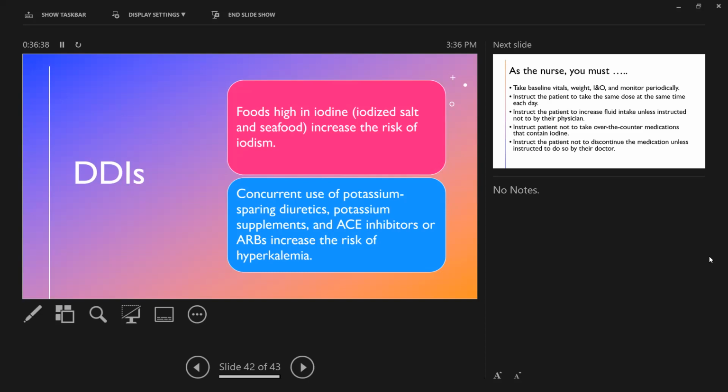So avoid foods and other medications high in iodine, sea salt, iodized salt. That decreases the risk of iodism. Also, supplements high in iodine should be avoided, things like kelp and what have you. Also, nori and food that's high in iodine, avoid it during this time. Avoid concurrent use of potassium-sparing diuretics, potassium supplements, ACE inhibitors, ARBs. They increase the risk of hyperkalemia.